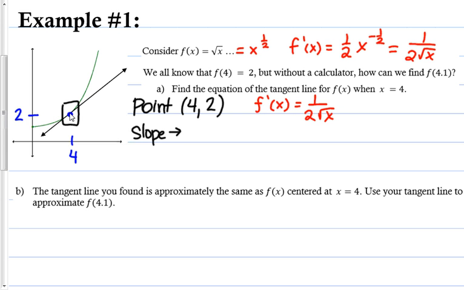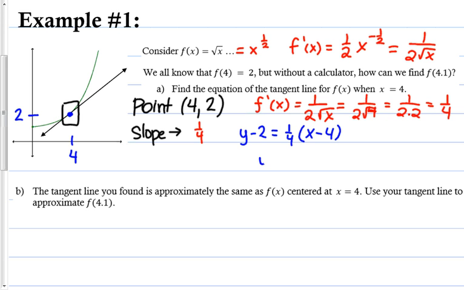I know what x is. It's 4. So 1 over 2 square root of 4. And I get 1 over 2 times 2, which is 1 over 4. So there's my slope. So now I write an equation. y minus 2 equals 1/4 times x minus 4. So simplify, get y equals 1/4 x, negative 4 times 1/4 is negative 1, but then I would add the 2 from the other side. So there's my equation.